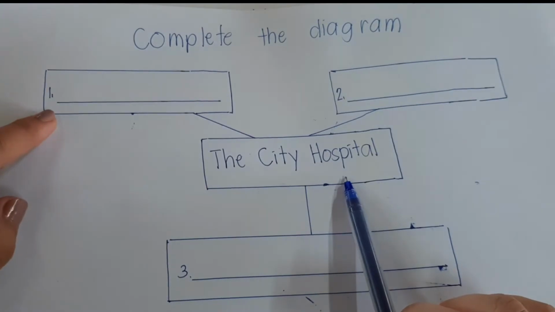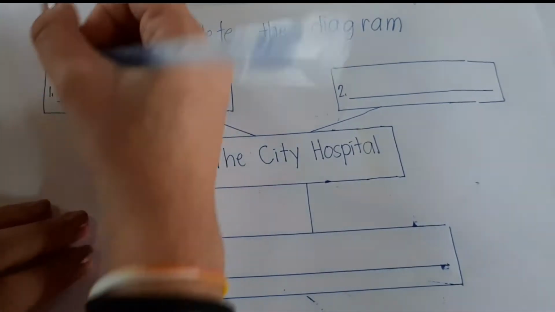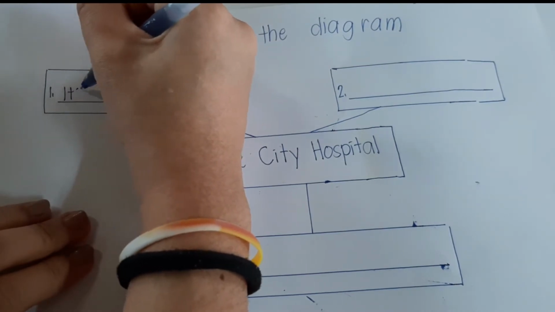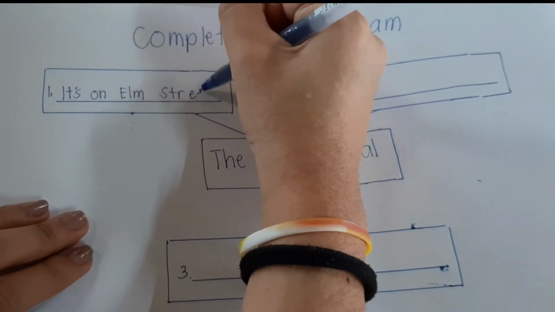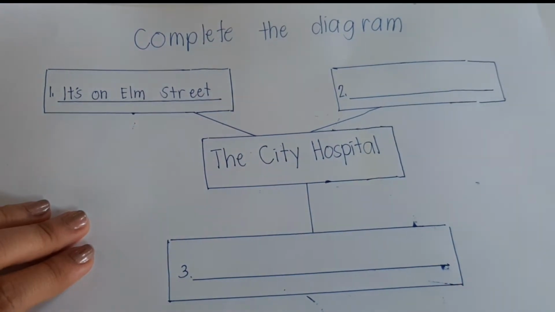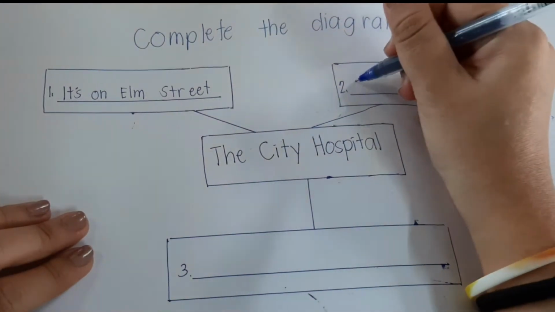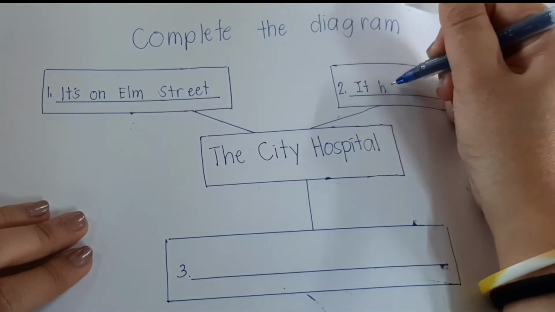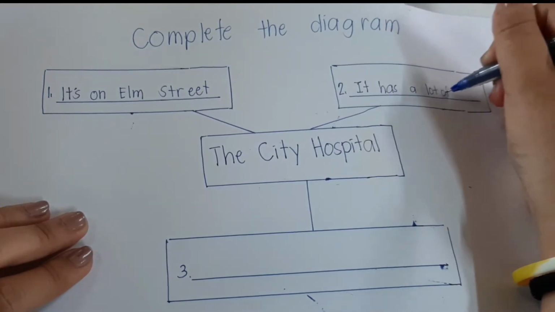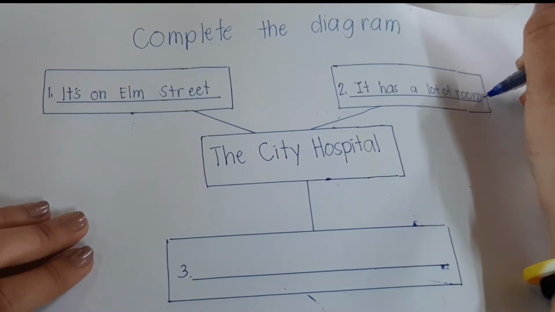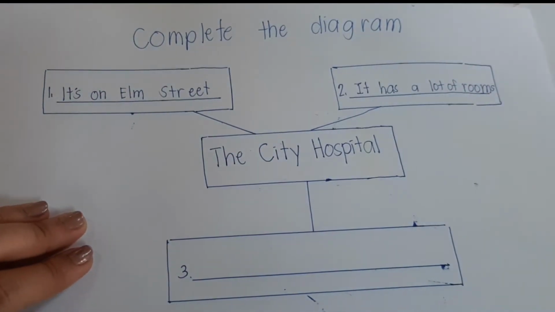For number one, the answer was, it's on Elm Street. You can see the hospital on Elm Street. Now, what can you see on the hospital? Or what does the hospital have? Another answer is, it has a lot of rooms. It has many rooms. This is another answer.